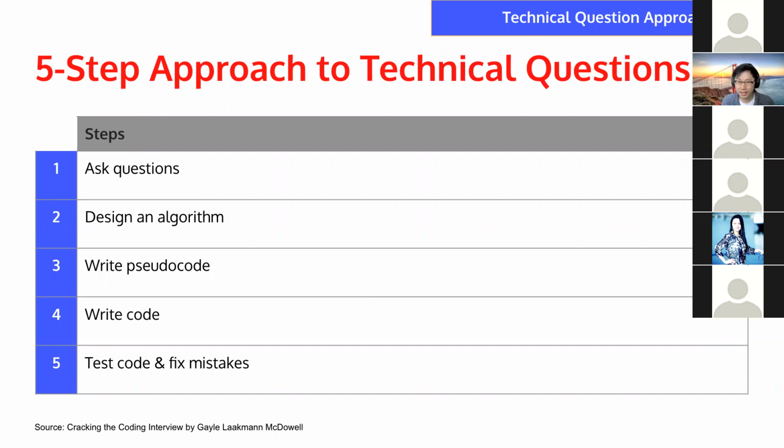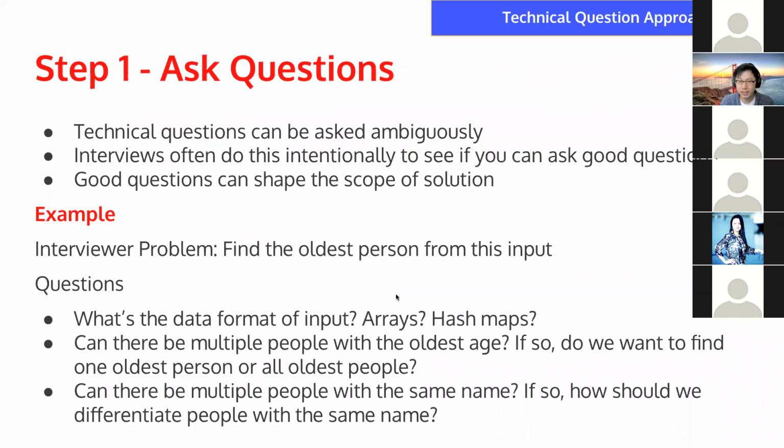And once you did all that, you want to run your code, test it, and as you find mistakes, you want to fix them, right? So pretty simple, the 5-step approach. But to dig into each one of these steps. So step 1, you want to be asking questions.